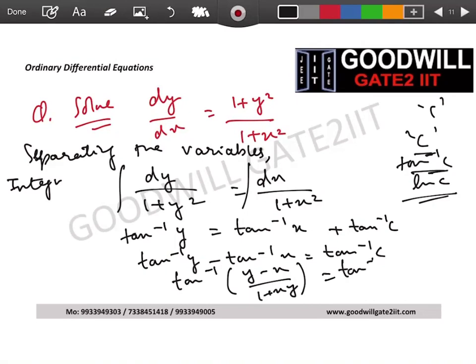Equal to tan inverse c. So this will become y minus x over 1 plus xy equal to c, removing tan from both these sides. So this is your simple trigonometry, right? This is the solution of your differential equation. Please note it down and we'll do one more numerical, so that the concept is very clear.